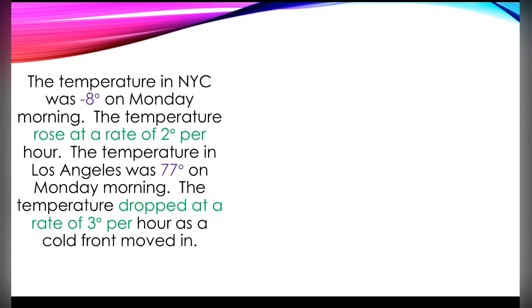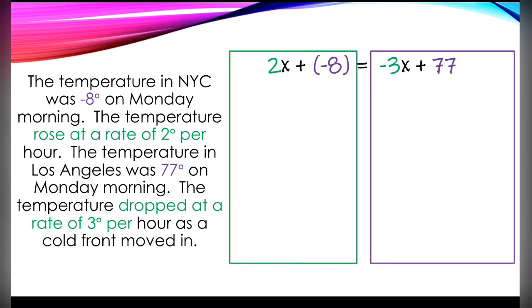Next problem. The temperature in New York City was negative 8 degrees on Monday morning. The temperature rose at a rate of 2 degrees per hour. The temperature in Los Angeles was 77 degrees on Monday morning. The temperature dropped at a rate of 3 degrees per hour as a cold front moved in. All right, here's our equation. Again, let me give you that visual. Purple over here, green over here.